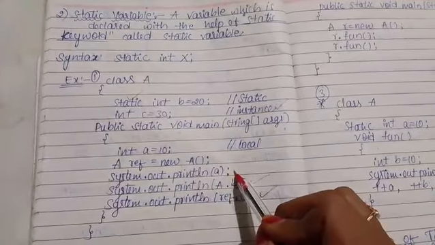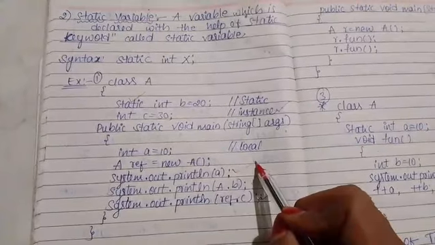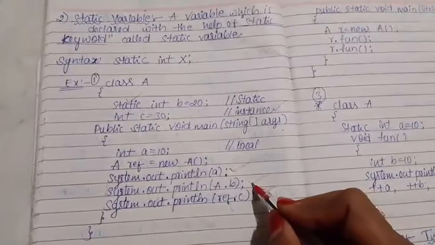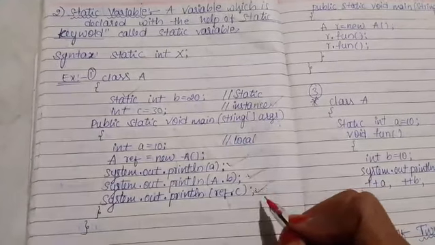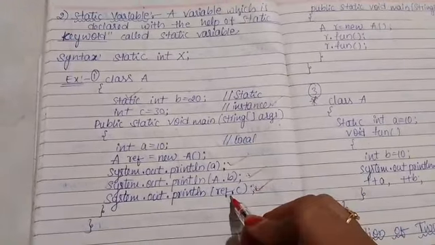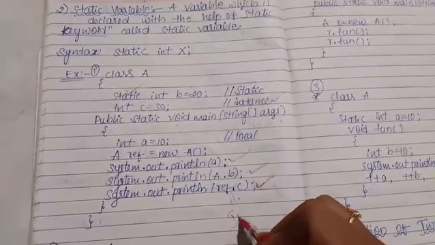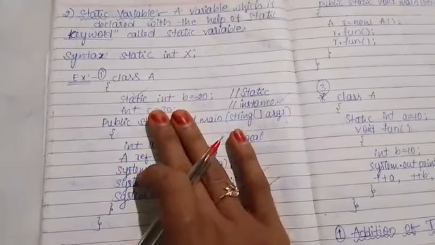A is a local variable. It will print the value of the local variable. And b is the static variable. It will print the value of the static variable. And c is the instance variable. It will print the value of the instance variable. These are the three types of variables.